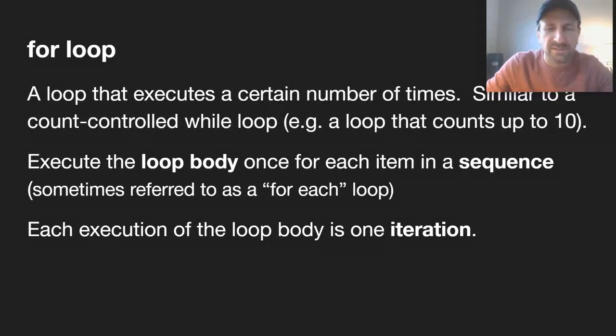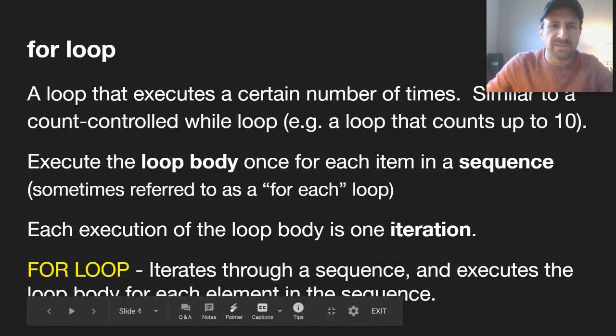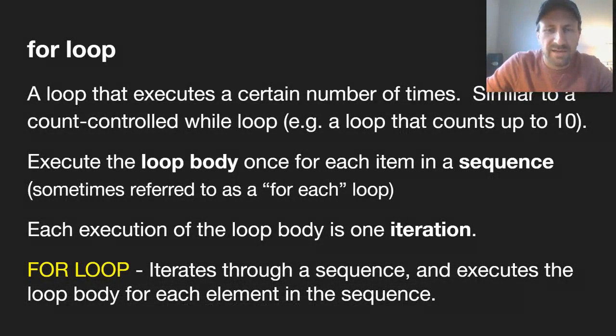Right? When you execute one iteration of the loop, that is one time through the loop body. All right, so an iteration is just one execution of the loop body. So we can say that a for loop then iterates through a sequence, executes the loop body for each element in that sequence.